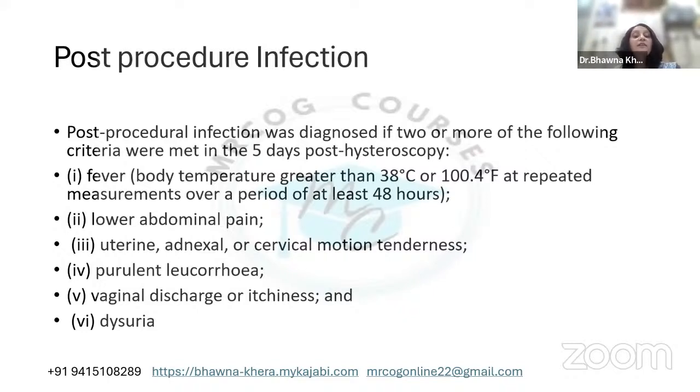Uterine adnexal and the cervical motion tenderness is there. Purulent leukorrhea, vaginal discharge or itchiness, and dysuria. So fever, body temperature, lower abdominal pain, uterine adnexal or cervical motion tenderness, purulent leukorrhea, vaginal discharge or itchiness, and dysuria.